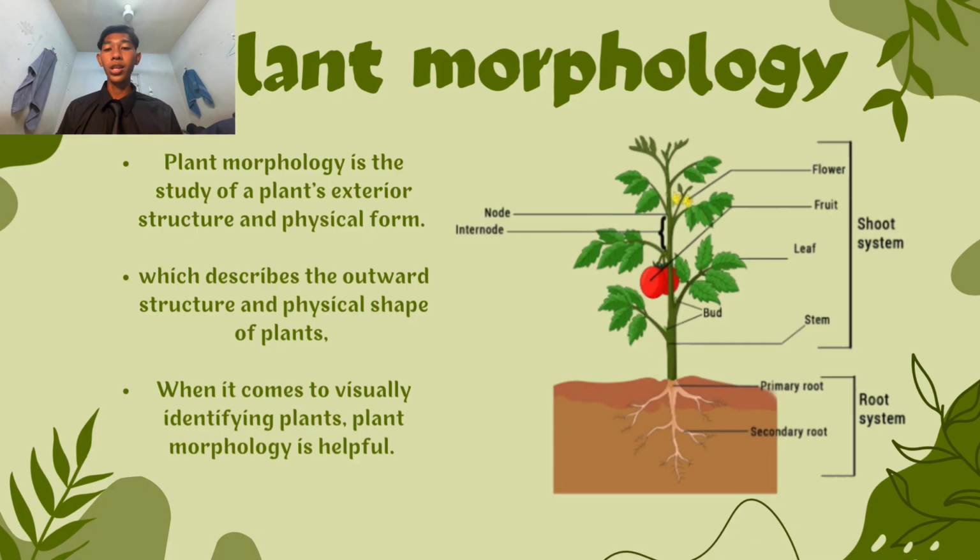Plant morphology. Plant morphology is the study of plant exterior, which describes the outward structure and physical shape of the plant. When it comes to visuality and identifying plants, plant morphology is helpful. This is an example of plant morphology. There is a shoot system and root system, flower, fruit, leaf, stem, and buds, and so on.